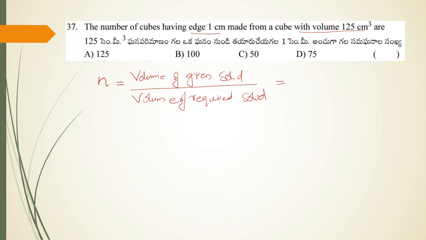Now what is the volume of the given solid? The given solid is 125 centimeter cube, divided by the volume of the required solid. So what is the requirement here? Number of cubes having 1 centimeter edge, no? So the required volume is 1 cube. So 125 divided by 1 gives me 125. So the answer is 125. So the volume of the given solid is 125, and for the required solid, the 1 centimeter edge length is given, so its volume is 1 cube, which is 1 again. So 125 by 1, 125.